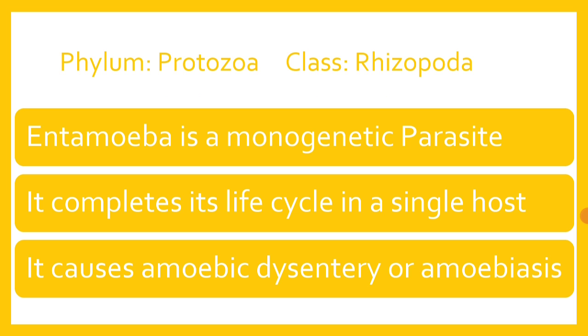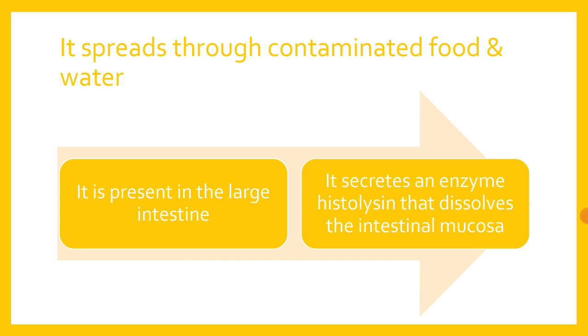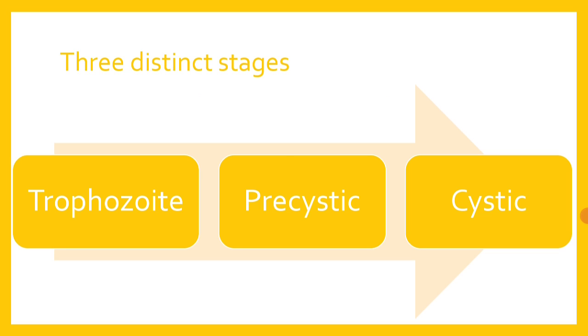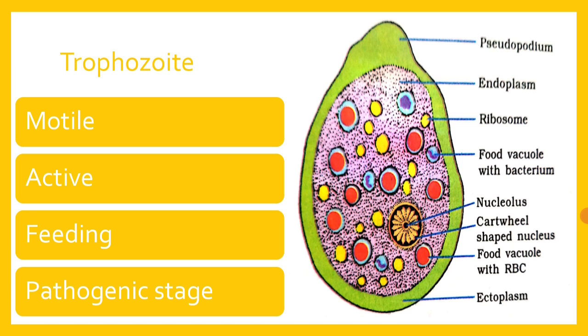So let me repeat, Entamoeba histolytica is a protozoan parasite belonging to the class Rhizopoda. It is a monogenetic parasite completing its life cycle in a single host, namely human being. It causes amoebic dysentery or amoebiasis. It spreads through contaminated food and water. It is present in the large intestine. It secretes an enzyme histolysin that dissolves the intestinal mucosa. It exists in three distinct stages, namely trophozoite, precystic, and cystic stages.